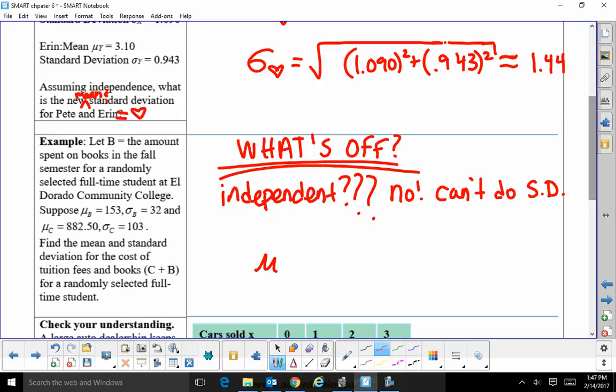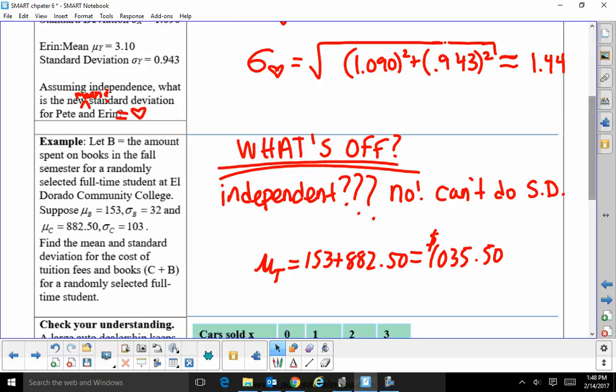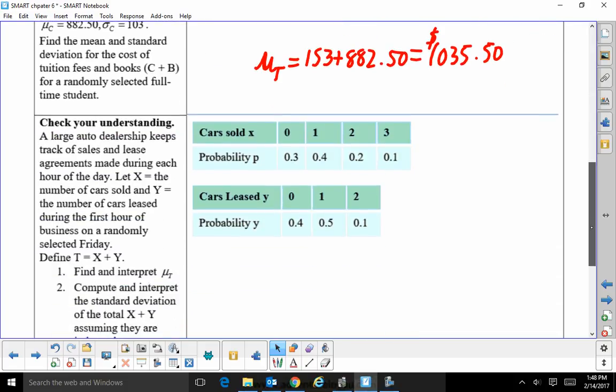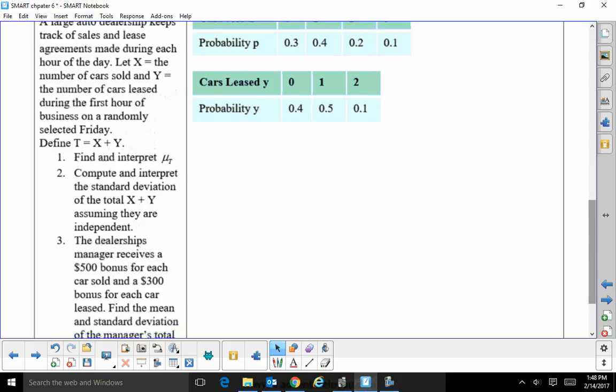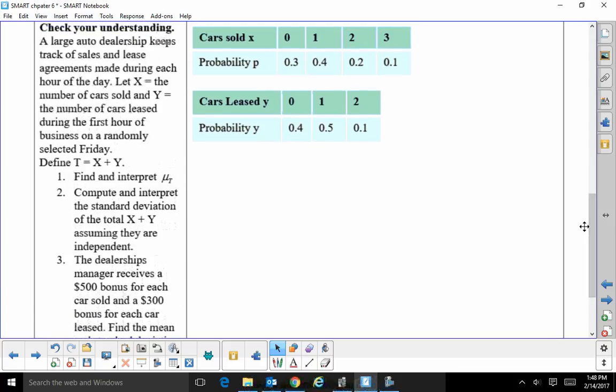Independence. Independent. Okay, so what did they call this? You want to call it T? Okay. So we can do the mean. But we can't do the standard deviation. Let's check your understanding with your group. And I know I typically don't do these, but I feel like this is good practice.